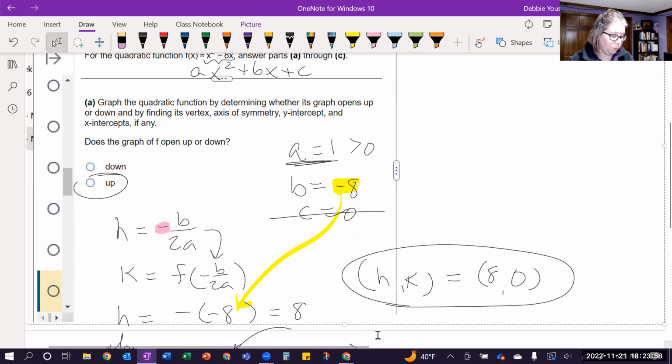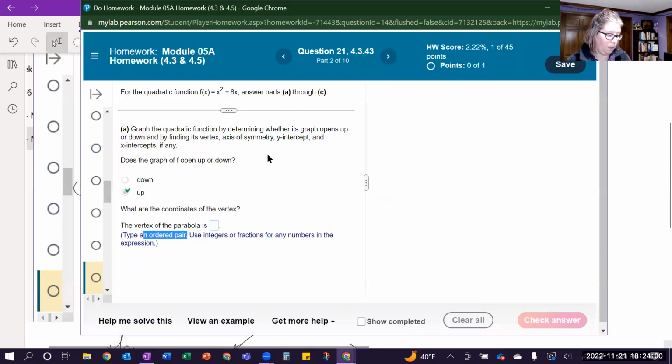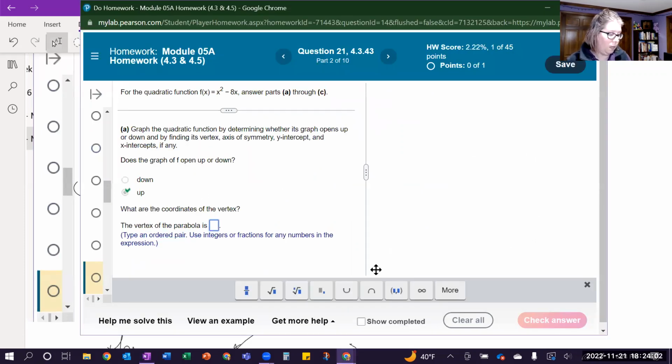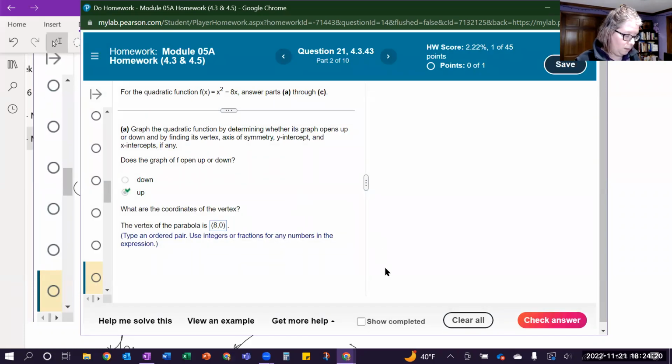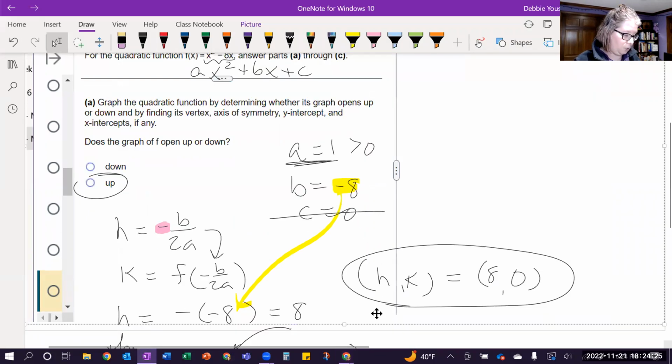I'm going to pop back over and use my ordered pair notation, or I could have started typing parentheses. And I'm going to put in 8, use my arrow to bump over into the next blue spot and 0 and check my answer. And I obviously made a mistake. Let's double check that. Teachers make mistakes just like students.